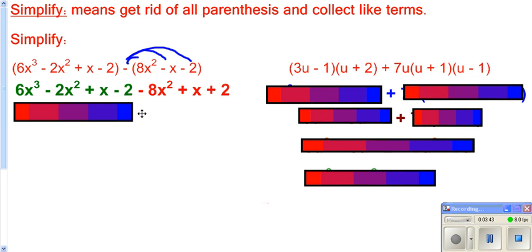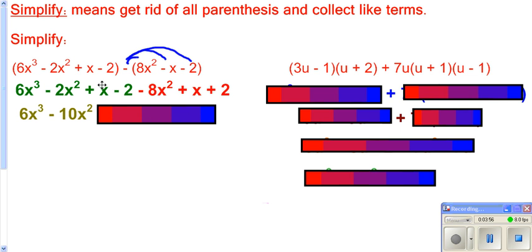Like terms are those that have the same variables with the same exponents. You only have one x cubed, so that goes there. Here you have an x squared term, here you have an x squared term, so you need to combine those together. Here you have an x to the first, here you have an x to the first, you need to combine those together. Then you have your 2 and your -2, your constants, you combine those together.